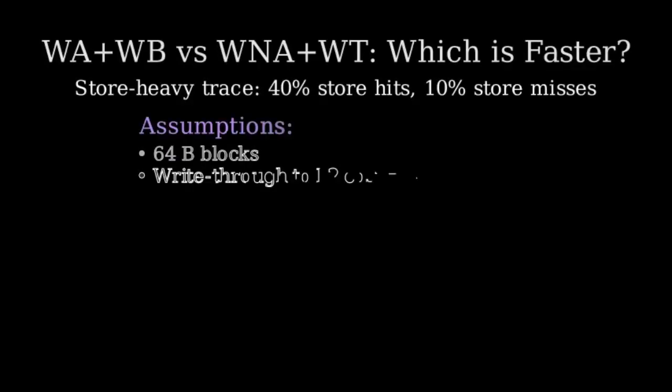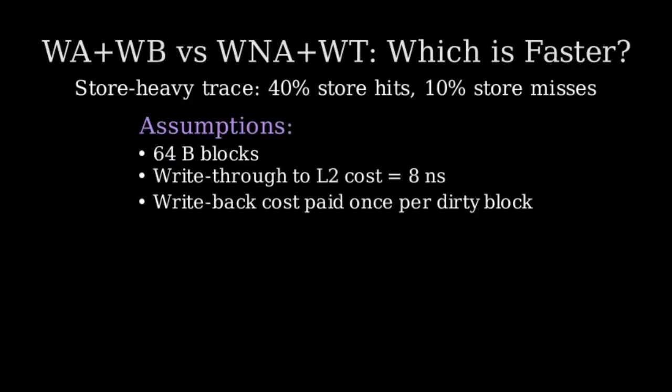In this lesson, we will decide when write-allocate with write-back outperforms write-no-allocate with write-through for a store-heavy trace. The trace has 40% store hits and 10% store misses. We assume 64-byte blocks. The write-through cost to level 2 is 8 nanoseconds, and the write-back cost is paid once per dirty block on eviction. We will solve this both mathematically and graphically.